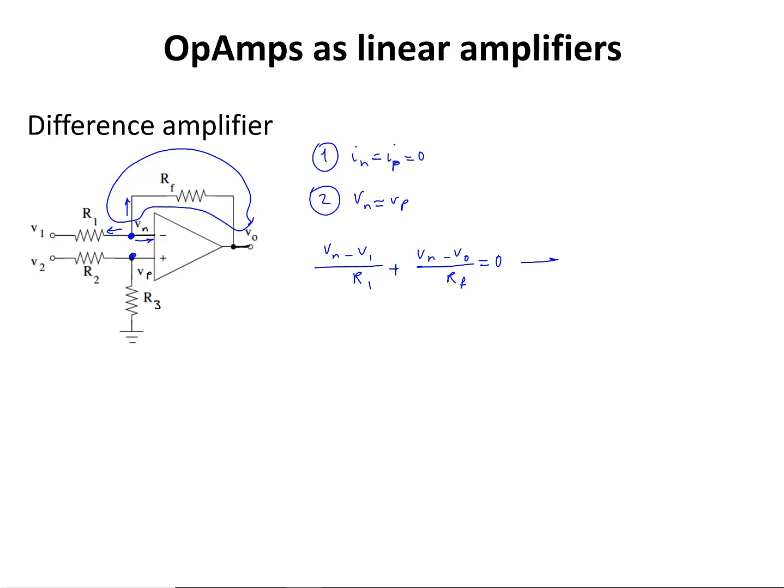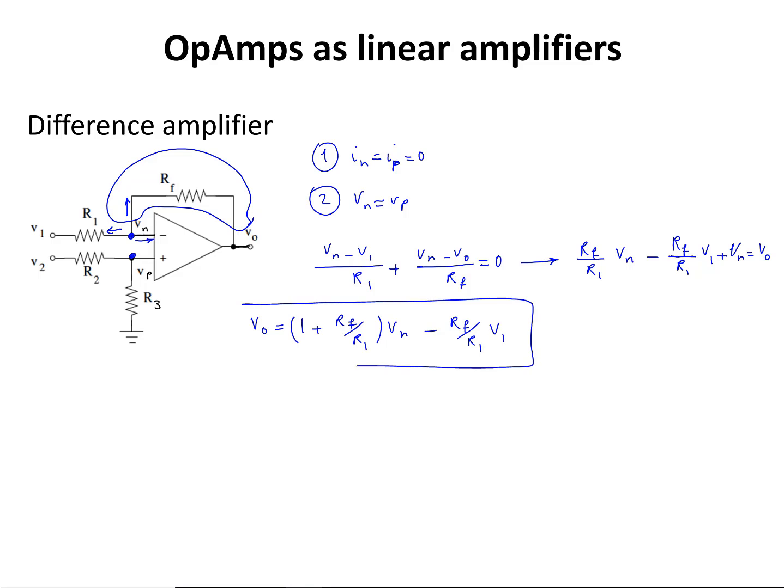Now I'm going to multiply both sides of this equation by Rf. From there, Rf divided by R1 multiplied by Vn minus Rf divided by R1 multiplied by V1 plus Vn equals Vout. Now I have Vout equals (1 plus Rf over R1) multiplied by Vn minus Rf over R1 multiplied by V1. Let's box this one.